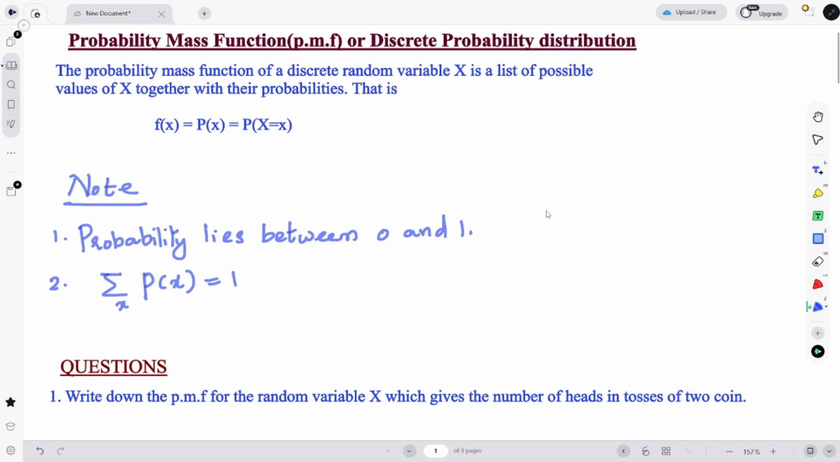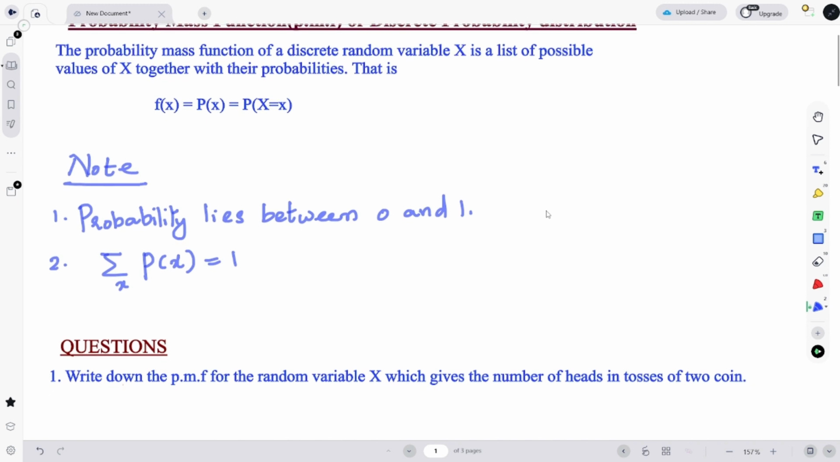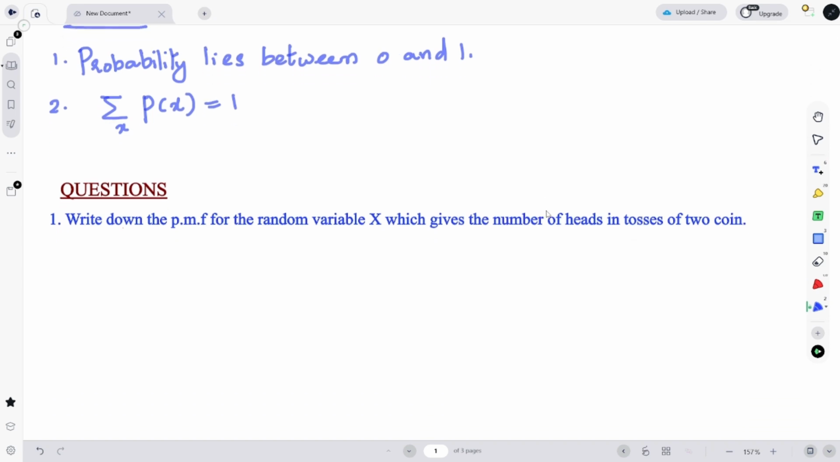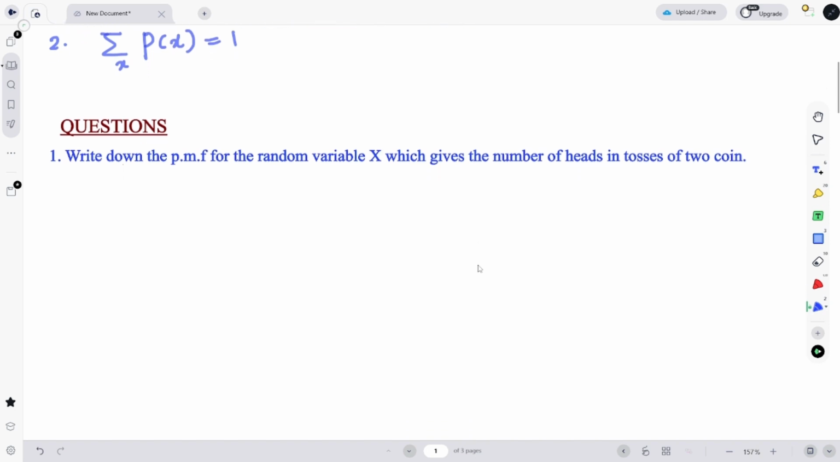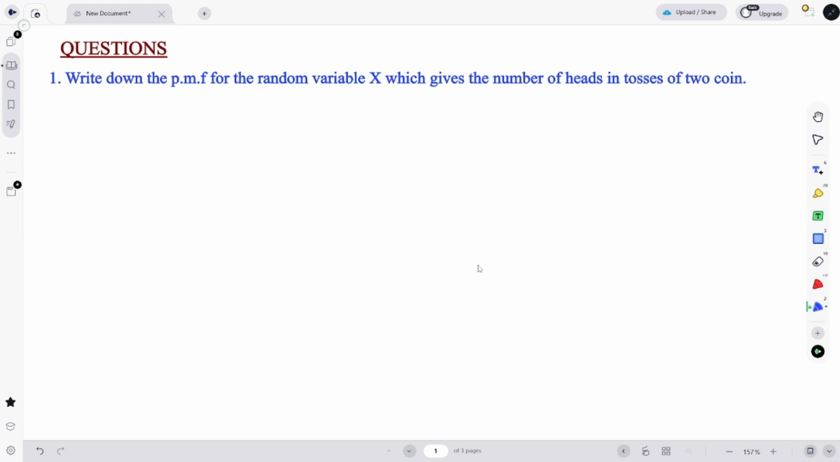Now we can discuss some questions based on probability mass function. The first question: write down the PMF for the random variable X, which gives the number of heads in tosses of two coins. Before starting this question, what is the sample space? When we toss two coins, what will be the sample space? We denote sample space by the letter capital S. We know that sample space is the set of all possible outcomes.